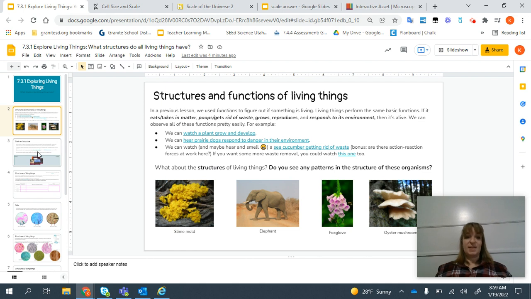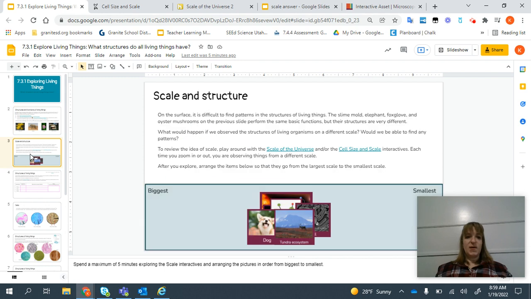We are going to go to the next slide and talk a little bit about scale. We've talked about scale before, but I put an activity in here to help us review scale so that you can understand the activity that we're going to be doing today. While we are looking at the scale activity on the next slide, just think about this question: as we look at living things, do we see any patterns in the way that they are built? So let's go ahead and move on to this activity that helps us review scale and structure.